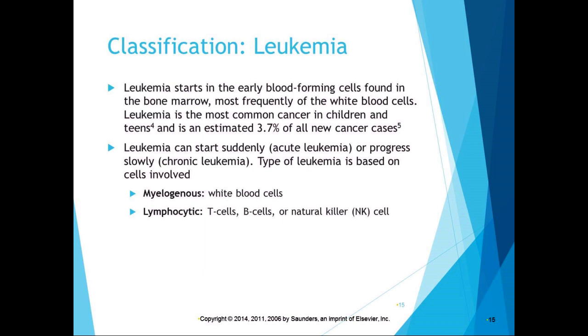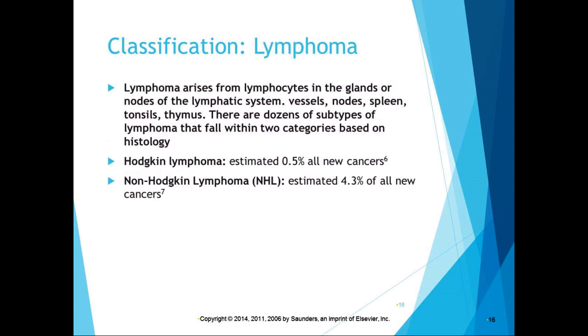The type of leukemia is based on the cells involved. Myelogenous is the white blood cells, or lymphocytic is the T cells, B cells, or natural killer cells. We're going to talk more about leukemia next quarter in the blood and lymph disorders chapter, and we'll talk more about lymphoma then as well. And that's the next category.